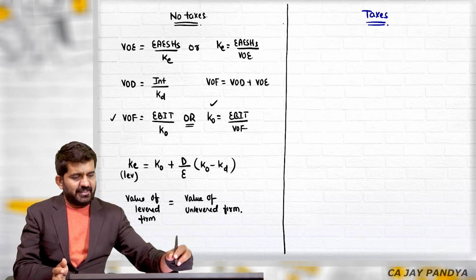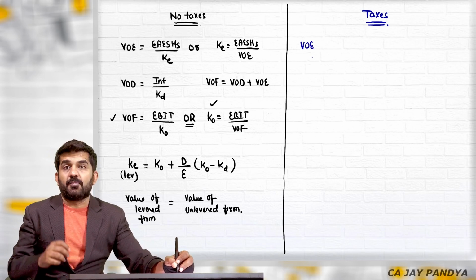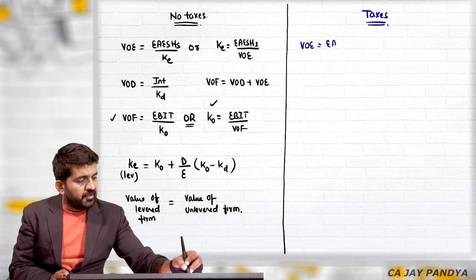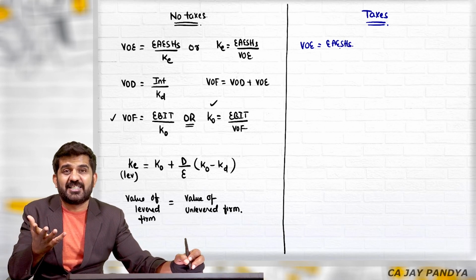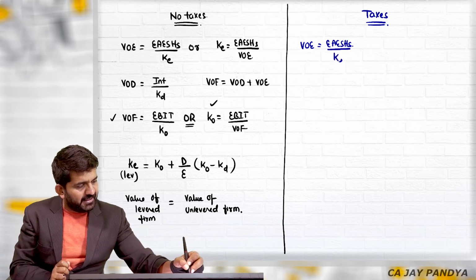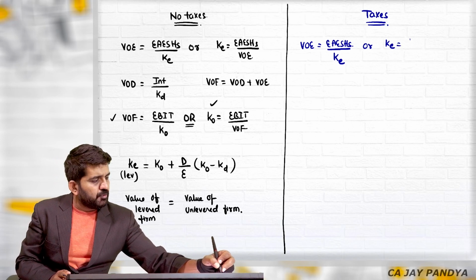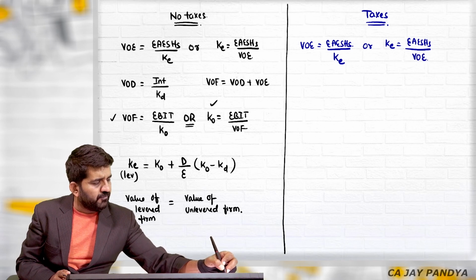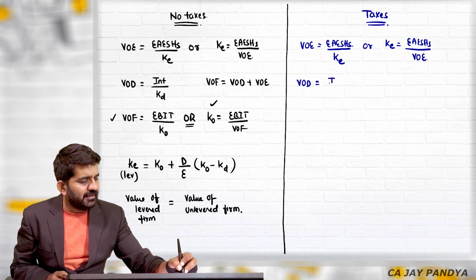If there are taxes, which formulas can we use? We can always use this formula. I have told you even the logic. Earnings available to equity shareholders does not include the portion of taxation. Now from this money you don't have to pay the tax. Divided by KE, or KE is equal to earnings available to equity shareholders divided by value of equity. Both can be used. Value of debt is interest divided by KD.